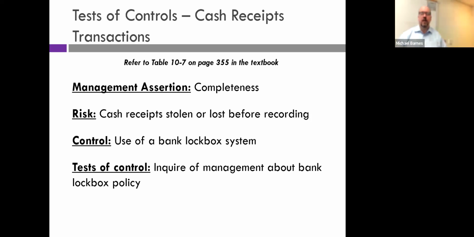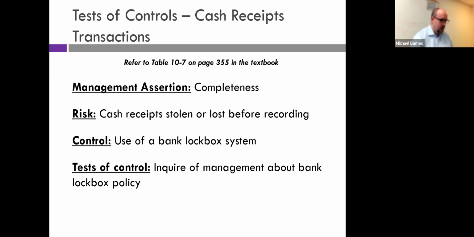All right. So hopefully you should feel a little bit more comfortable with this idea of the alignment between the risk, the management assertion, the control, and the test of controls. If you're still a little bit uncomfortable, the good news is we've got a lot more ahead of us, so we'll look more back at those.